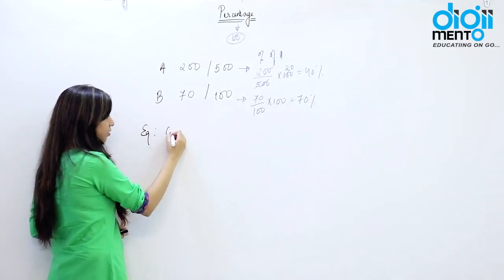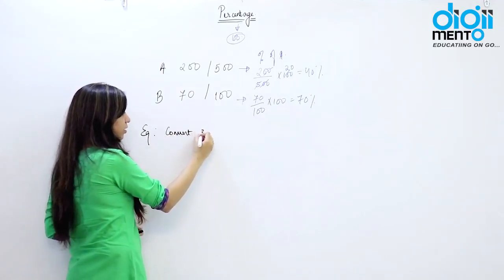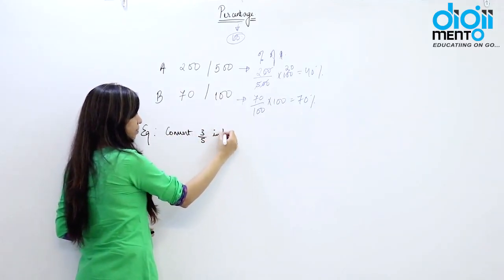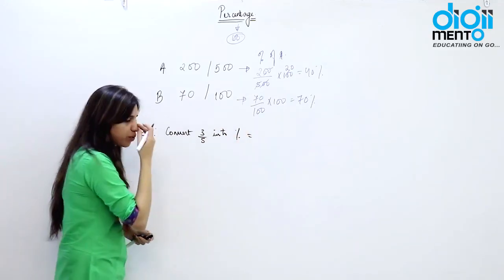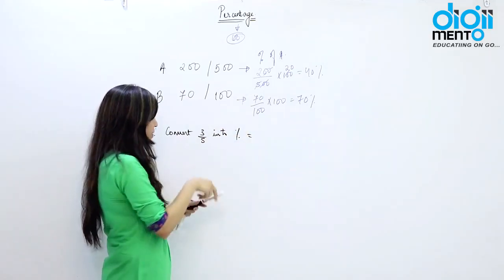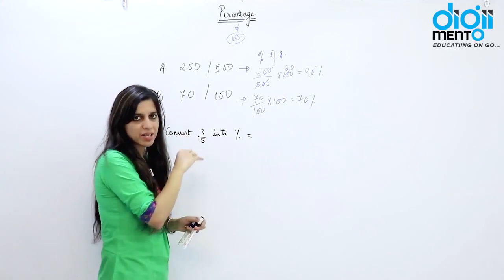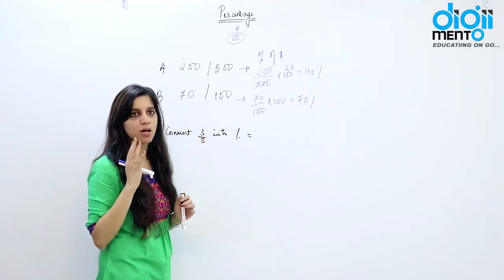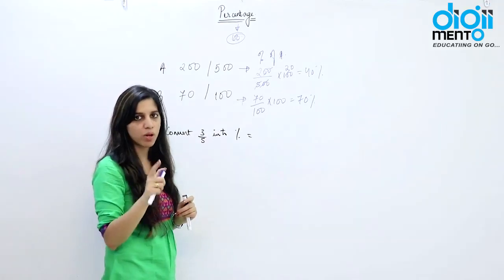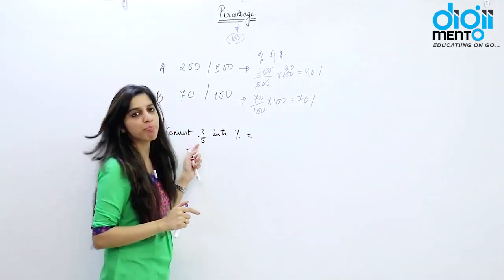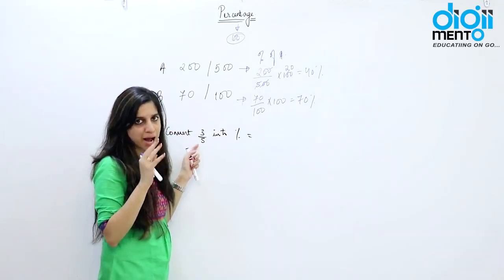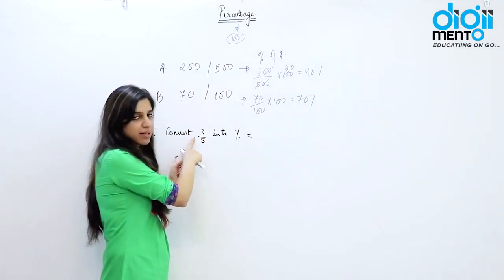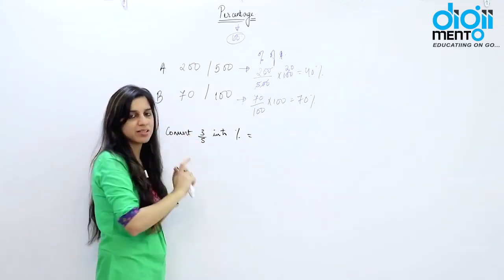Convert 3 by 5 into percentage. Now see, what we are basically doing is, what does this 3 by 5 represent? That if you divide one whole, one part, into 5 parts, then 3 parts of them are represented by this fraction 3 by 5.